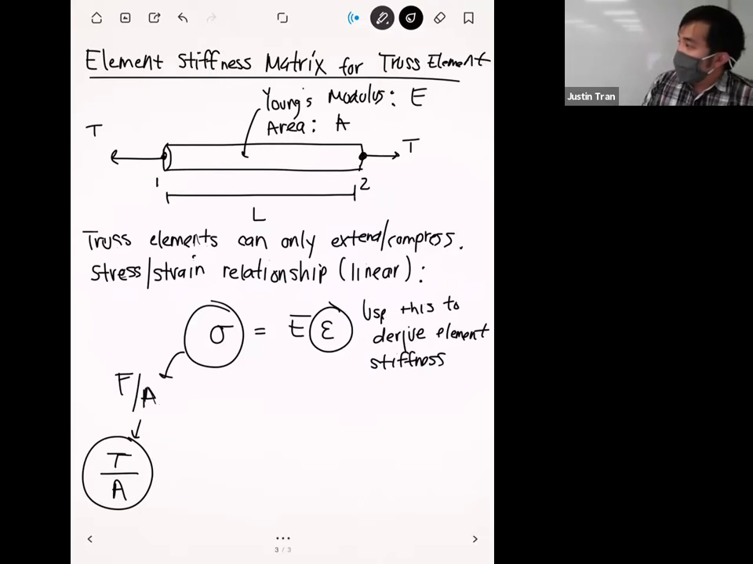And so on the other side of the equal sign, we have the Young's modulus E, right? And so that's already given to us. And since we already know the Young's modulus, we can go ahead and leave that alone, okay? And so now let's work on the strain, epsilon, okay?